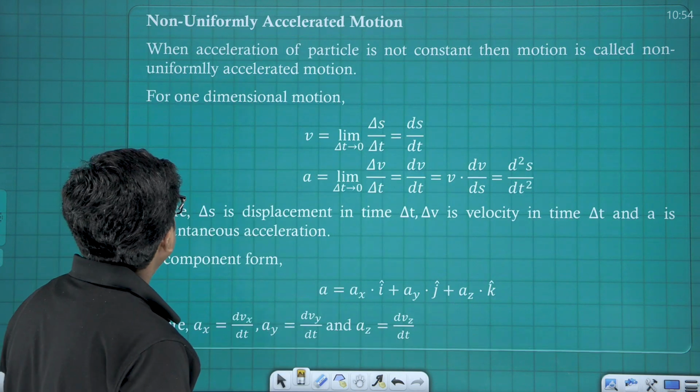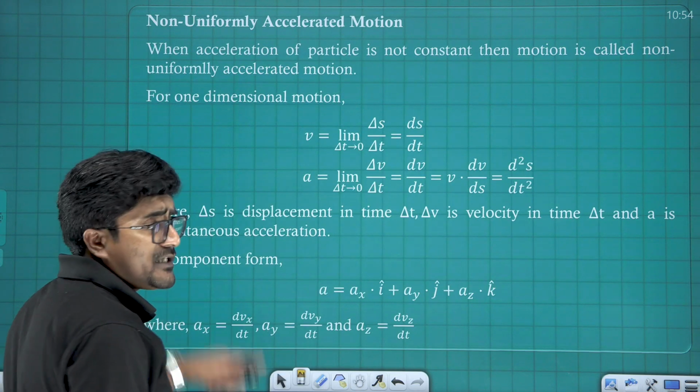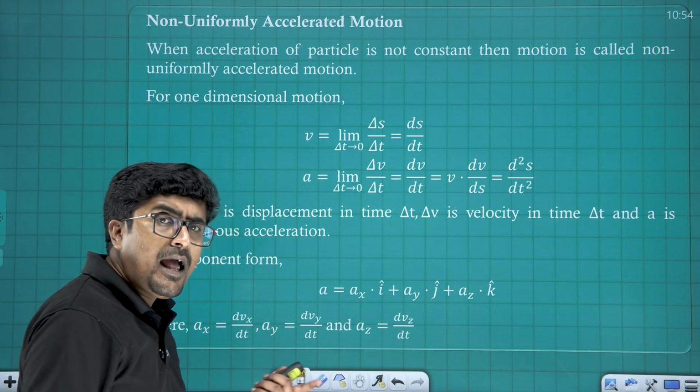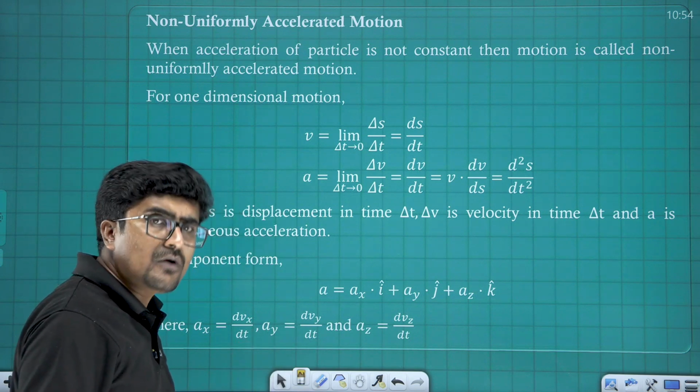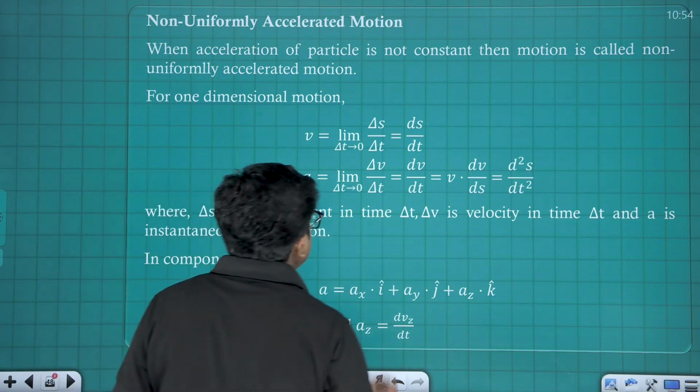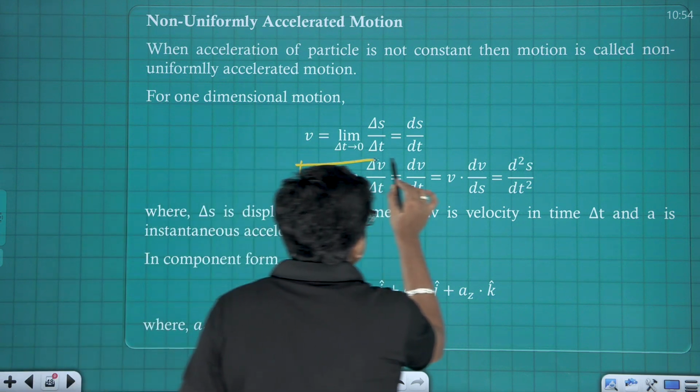Fine. Now, non-uniformly accelerated motion. It means basically what? As the name says, acceleration is not uniform. Acceleration is not constant. Acceleration is varying, isn't it? Now, I have got something very, very important here, that is this particular expression.